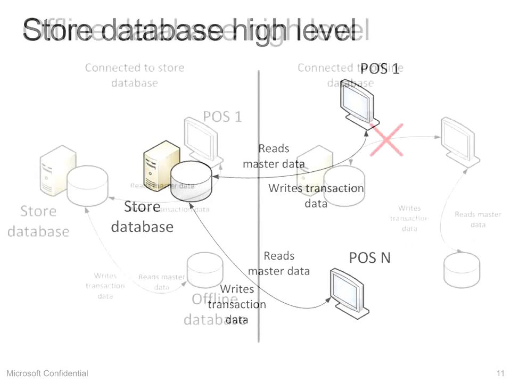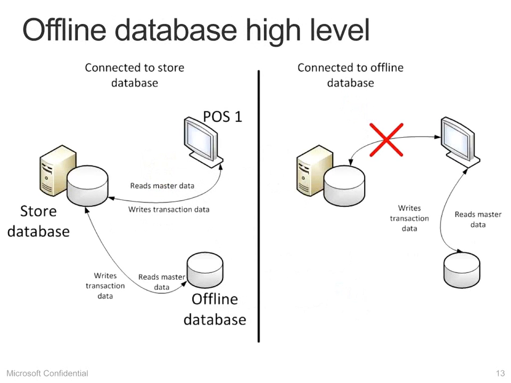And when we talk about an offline database, you can see on the left-hand side we've got a scenario where you're connected to the store database, the point of sale terminal is writing to that store database, and at the same time the offline database is getting synchronized. Basically that means if any master data is coming down from the headquarters, that's synchronizing to the offline DB. And if the connection is lost or the store database is taken down for whatever reason, the point of sale then connects to that offline database.